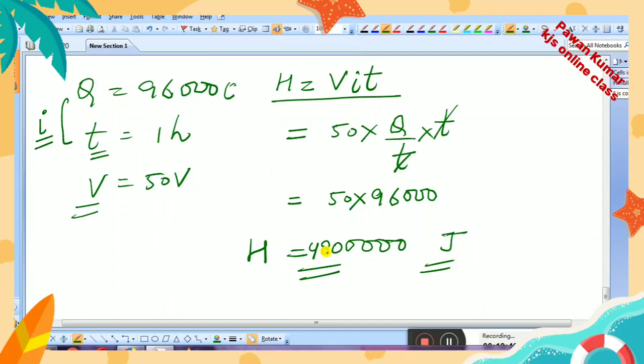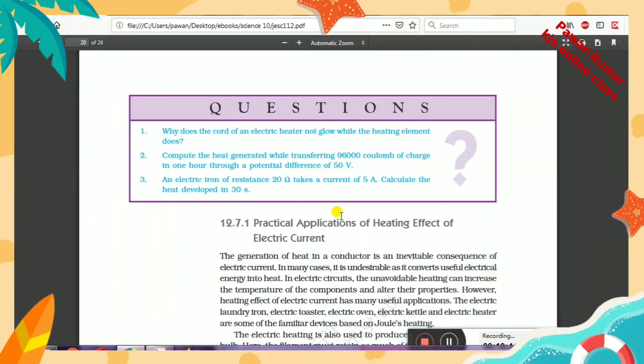4 lakh, not 4 lakh, 48 lakh. 48 lakh joule. This is your answer. Okay. So this was your answer.